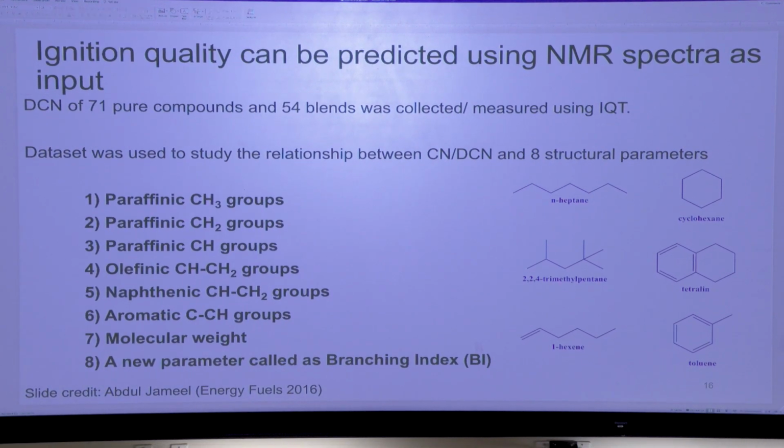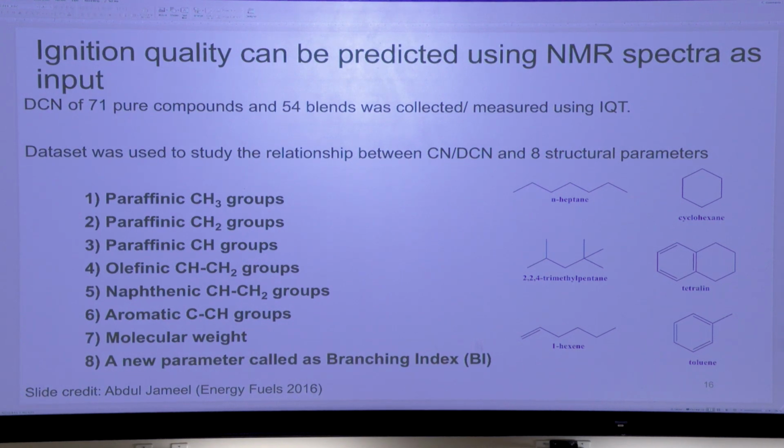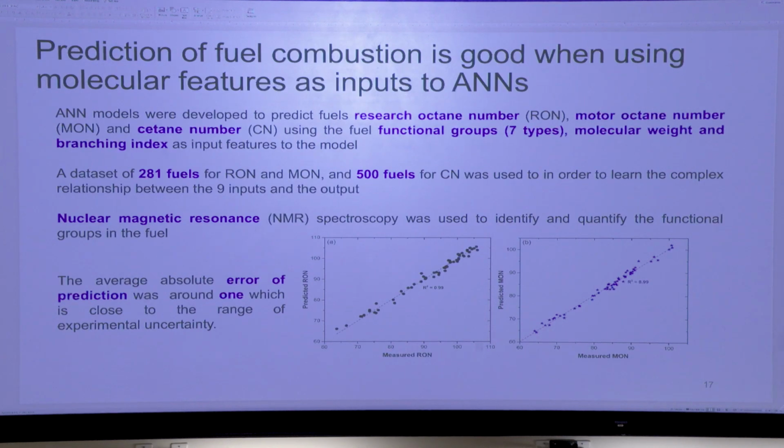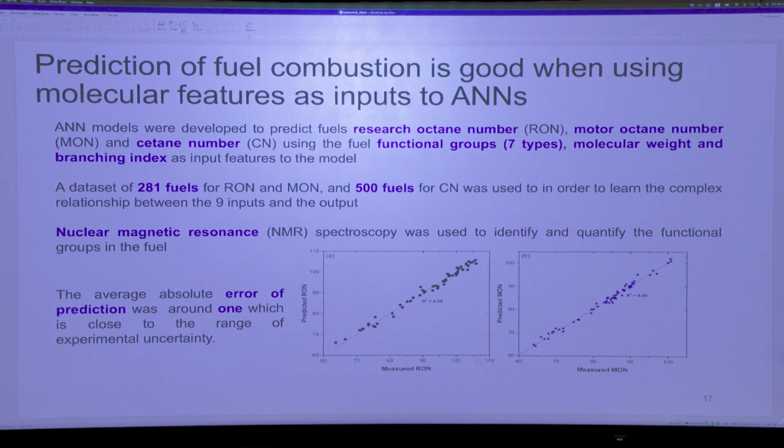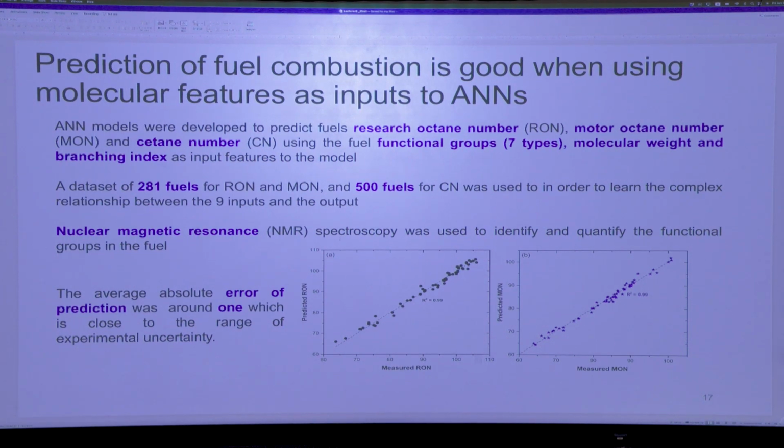If you have your data and you have your inputs, you just follow the correct basic approach for machine learning so you don't overtrain your models. And it's nothing fancy in that sense. And we start to see, okay? We've developed models for about 300 different fuels for RON and MON, 500 fuels for cetane. Again, we use NMR to measure the functional groups, and then you get very good correlations, okay?